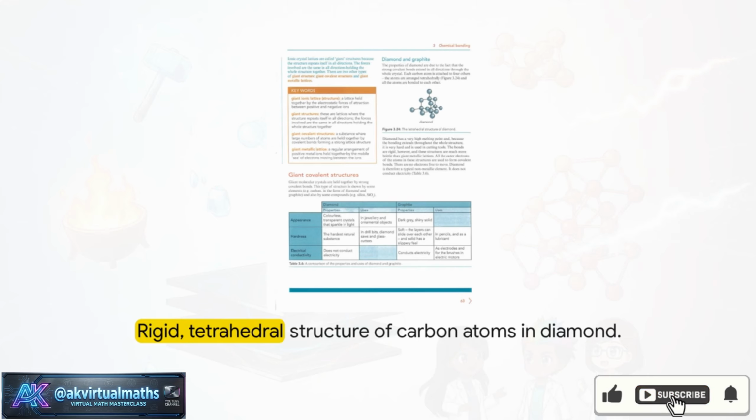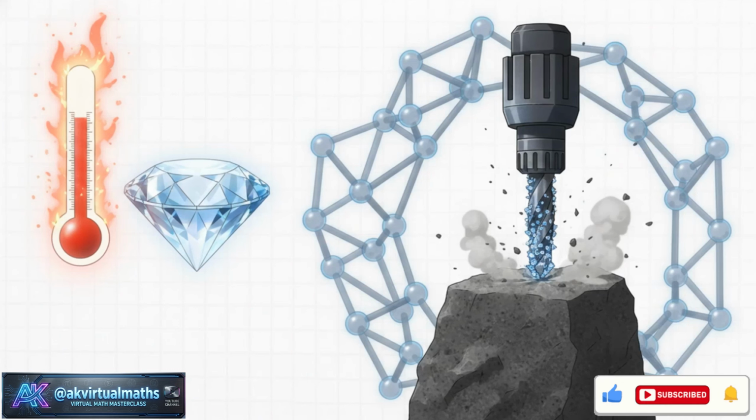This forms what we call a tetrahedral shape. It is a super rigid, repeating pattern that absolutely refuses to budge. Because of this rigidly locked structure, diamond has a massive melting point of around 3,550 degrees Celsius. It's incredibly hard, and crucially, it does not conduct electricity.